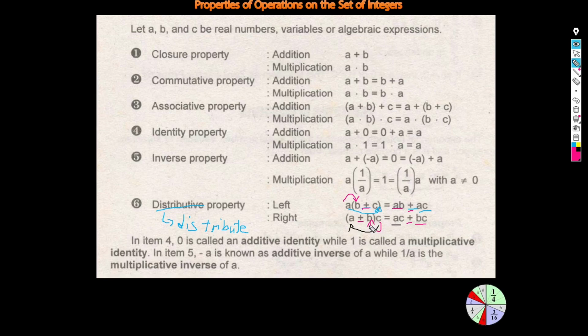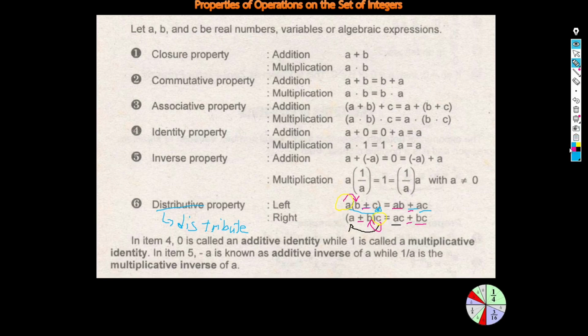Okay, that is the distributive property. So you distribute a factor. They call it a factor. For example, here the factor is a. You distribute the factor a to b and c, and in the second example you distribute the factor c to b and c. Now it will give you these numbers.